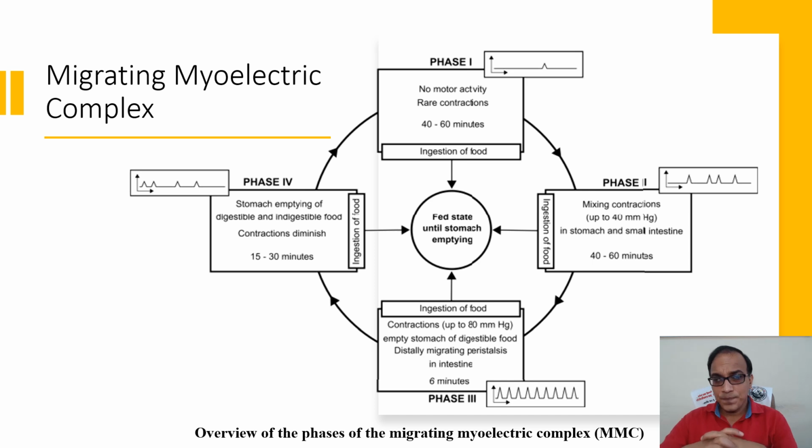In phase 3, contractions up to 80 millimeter of mercury in the empty stomach for digestible food, distally migrating peristalsis in the intestine. It occurs for 6 minutes. While in phase 4, there is stomach emptying of digestible and indigestible food and contractions diminish. And this phase takes up to 15 to 30 minutes.